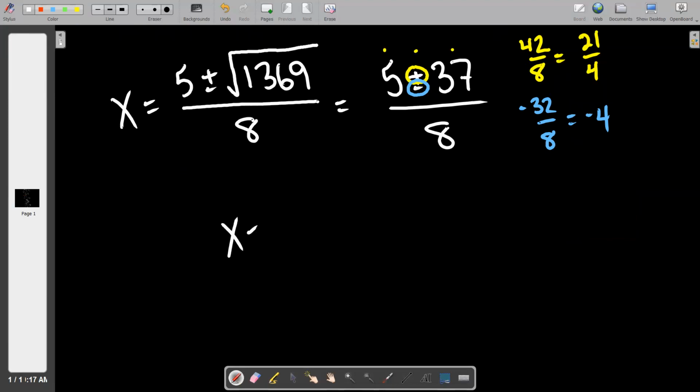So we want to present our solutions in a nice little cohesive package. We say x equals 21/4 and x equals negative 4. As I said before, with these quadratic formula endings, if you can go further, you're expected to. Okay.